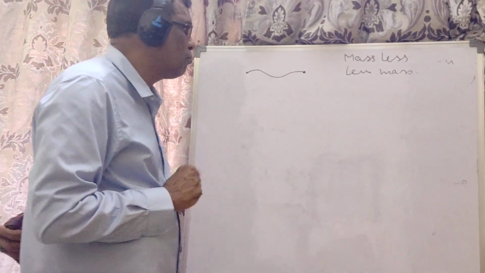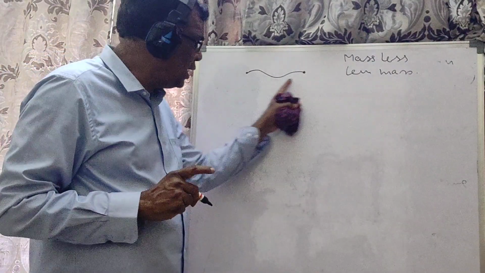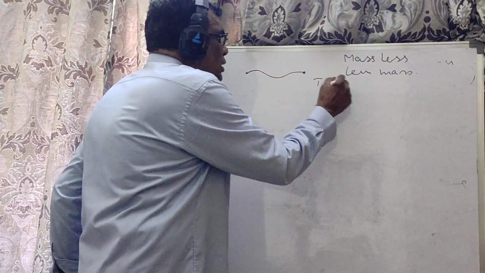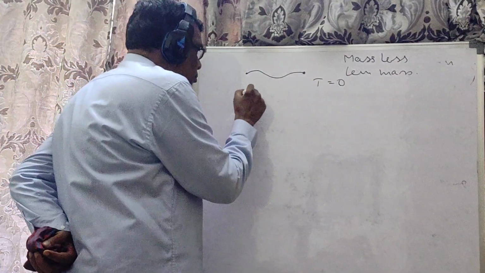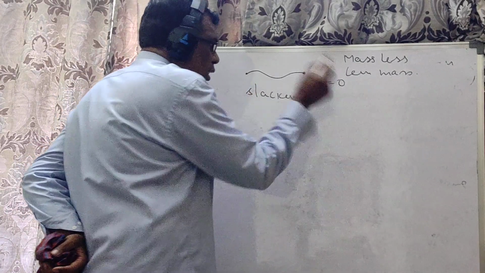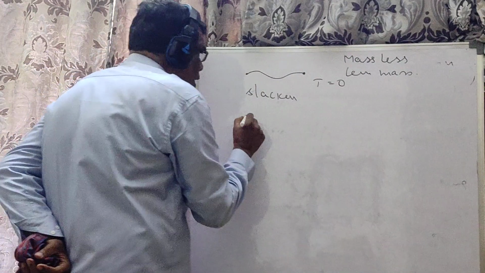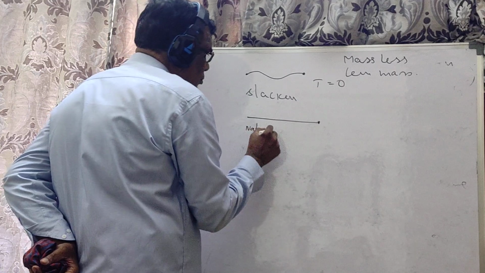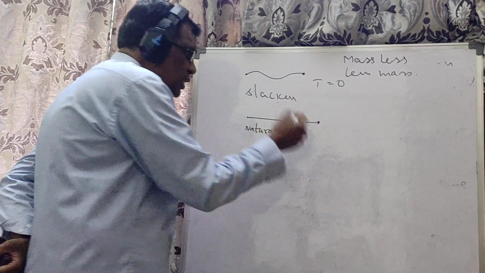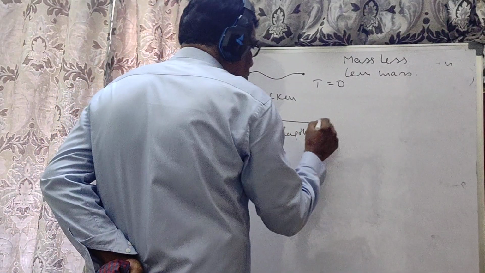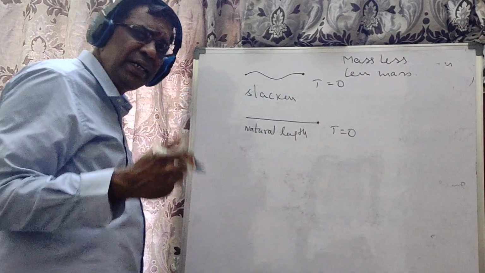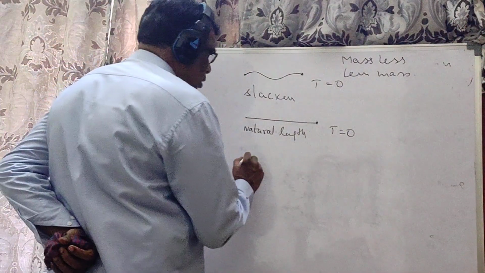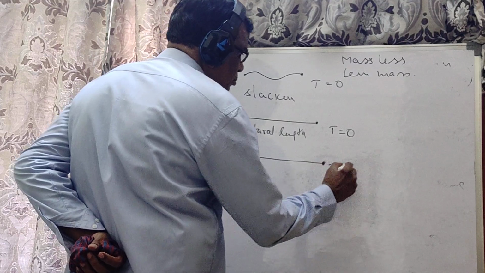Okay, that's number one. Number two. Are you making any attempt to stretch it? No. Therefore, it's in a slackened position. Tension is zero. Fine. Now, I am bringing it to its natural length. What is the tension everywhere? Again, zero. Why? There is no attempt to stretch it.